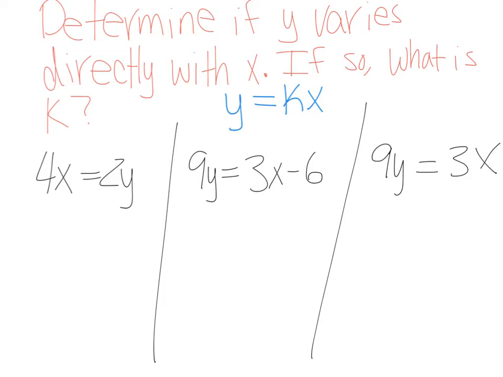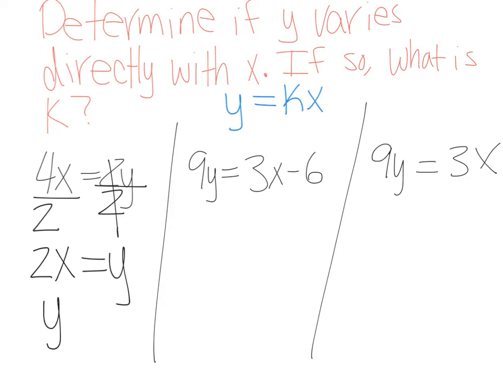So for the first one, I am solving for y, so I would get rid of anything that's on the same side as y. So in this case, it's the 2, so I divide by 2. And I end up with y is equal to 4 divided by 2 gives me 2, so y is equal to 2x. I'm going to flip that around so that my y is on the left side. So this does fit my equation. I don't have anything added or subtracted. I just have my y and my x. My constant of variation is the number that's in front of x. So the constant of variation in this case is 2.